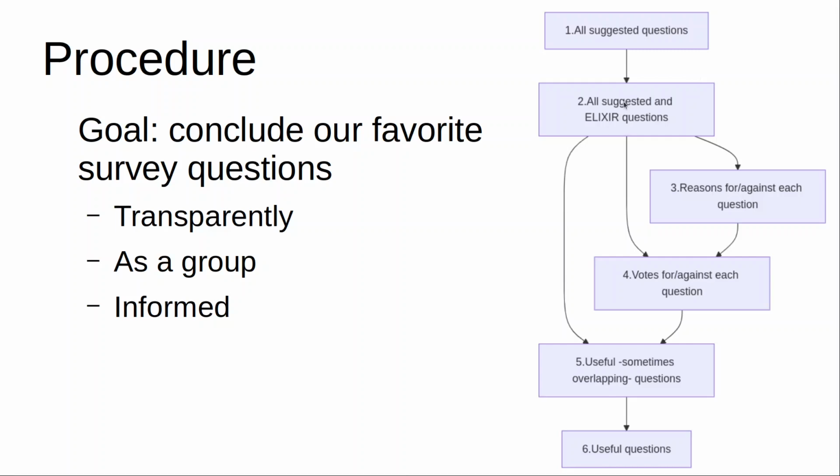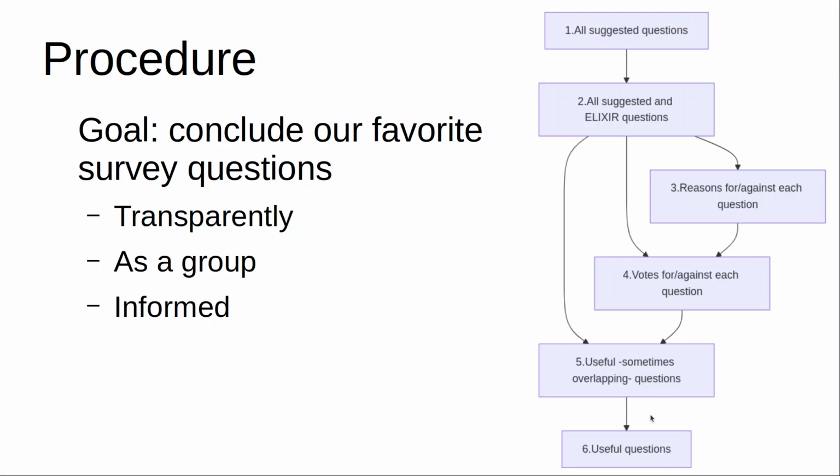And from that mixed set of questions, I'll ask our NBIS trainers to give reasons for or against the question. Maybe we don't know that the question is very good or very bad. Here we can inform each other, and these reasons are collected, and then we can vote for or against each question. This voting is a way to arrive at the questions we as a group think are useful, but these will sometimes overlap.